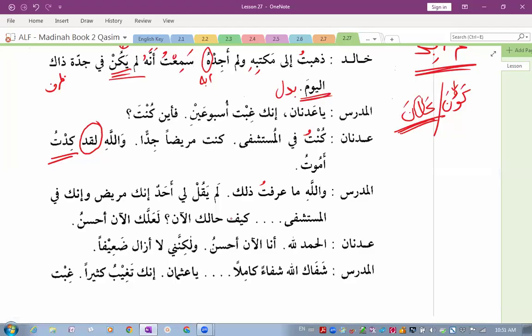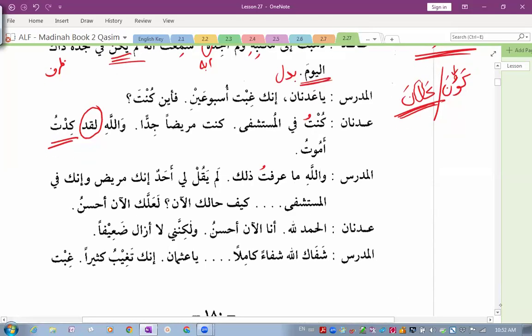Inna harfu tawkid wa nasb, ka is ismu inna, maridun khabar inna, wa atf, inna wa ismuka, fi jar, mustashfa ismun majrur bil fatha because it's dictated. Kaifa ismul istifham. Haluka, hal is the word, haluka.